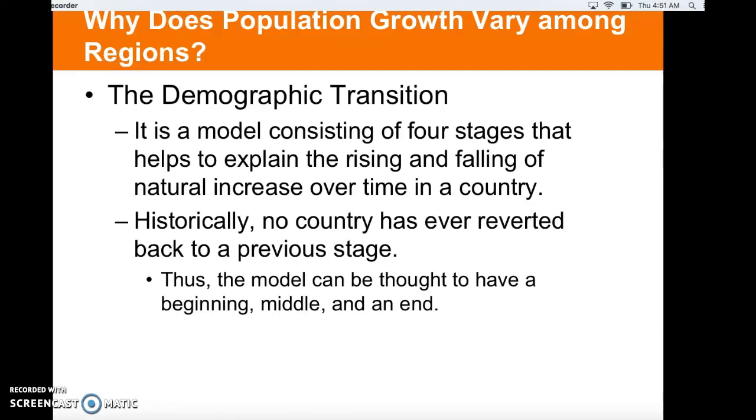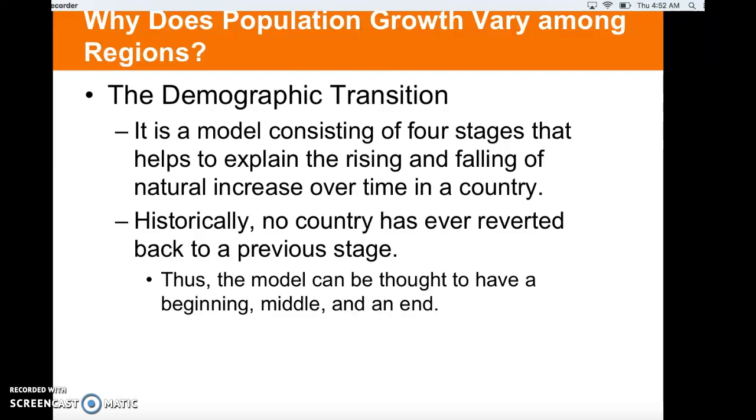So Chapter 2, Key Issue 3, talks about population growth varying among regions. And one way we measure population growth and the differences between regions is using the demographic transition model. The demographic transition model has 4 stages, and these stages explain how the natural increase rate in a country rises or falls. Historically, no country has ever gone backwards to a different stage, as of yet. So the model can also be thought to have a beginning, a middle, and kind of an end.